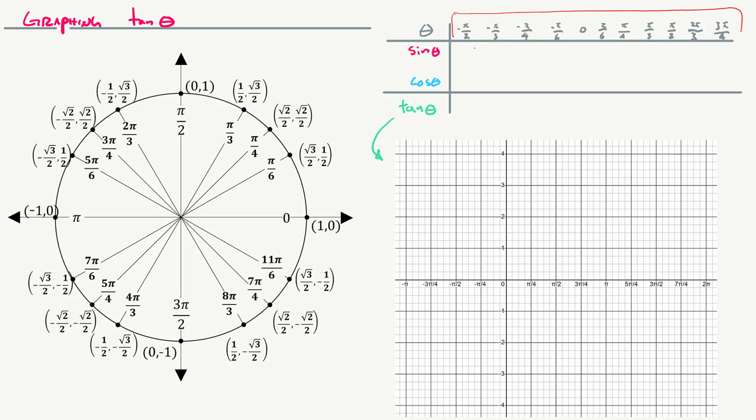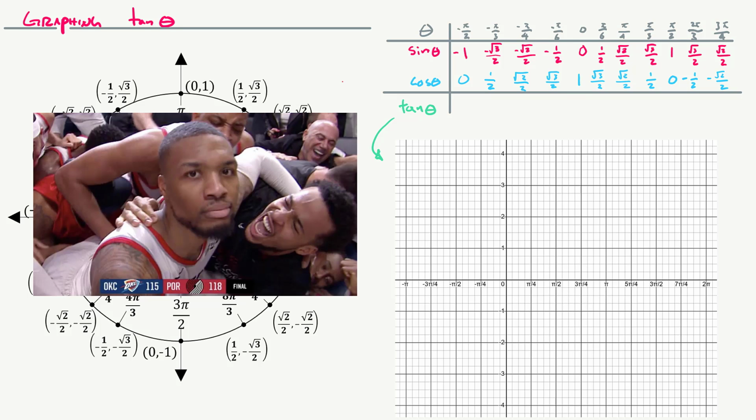So we need to fill out sine and cosine here by looking at the unit circle. I've provided it here. If you want to pause the video and fill out sine and cosine, be my guest. If you're an absolute baller and you don't need the unit circle to fill this out, then here you go. Here's what it looks like.